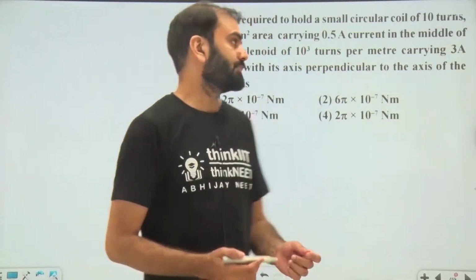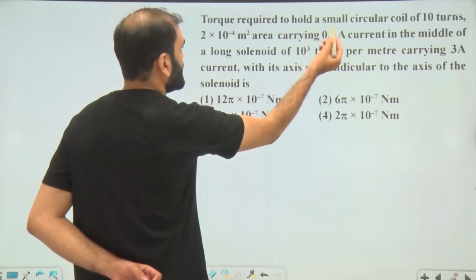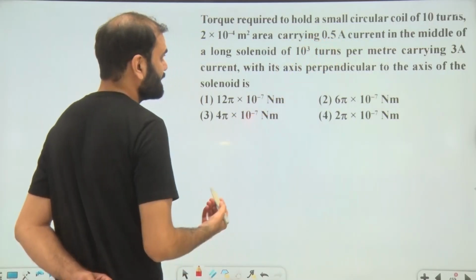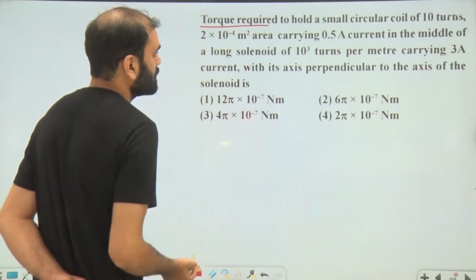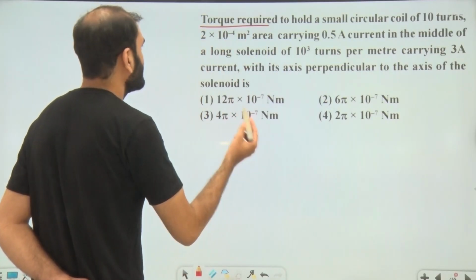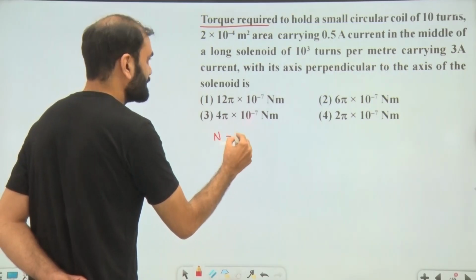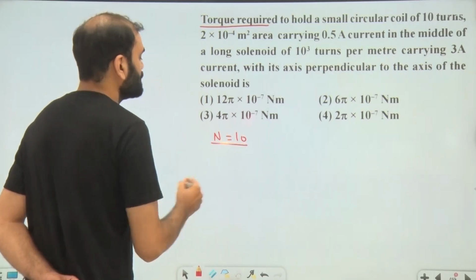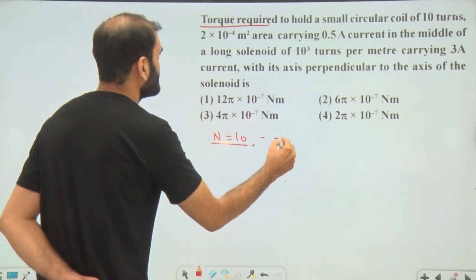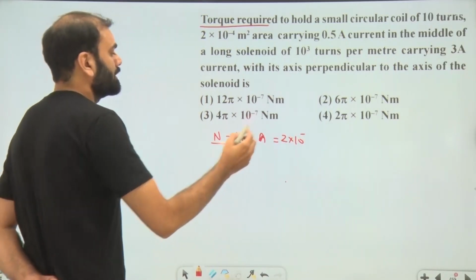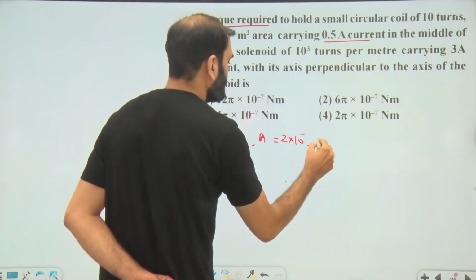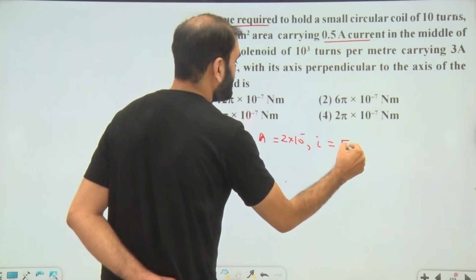Hello student, here is the question: the torque required to hold a small circular coil of 10 turns. There is a coil with number of turns N equal to 10. The area is also given, A equal to 2 into 10 raised to power minus 4. The current in this coil is I equal to 5 ampere.